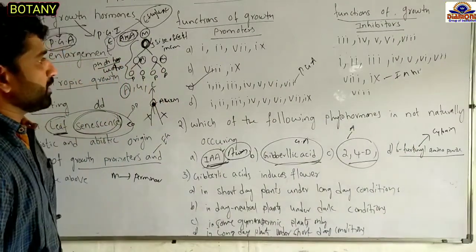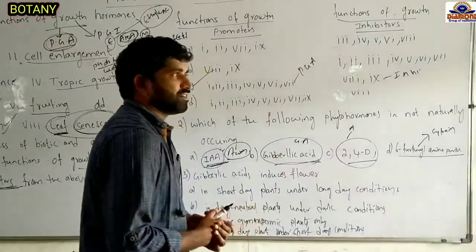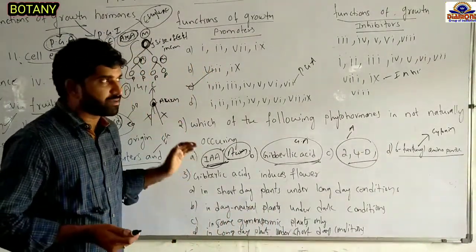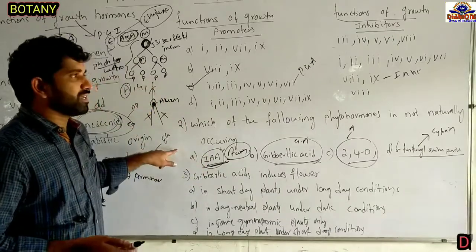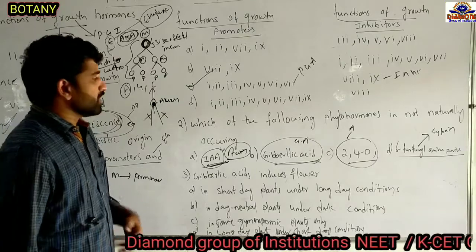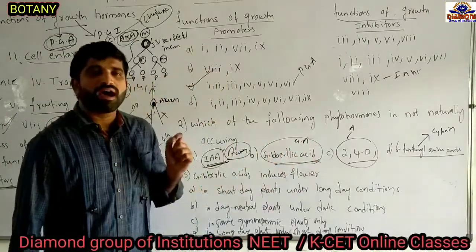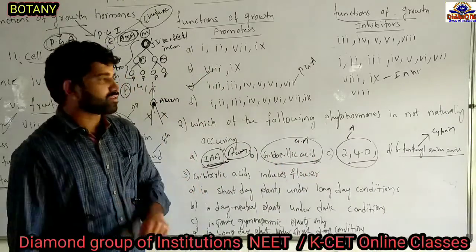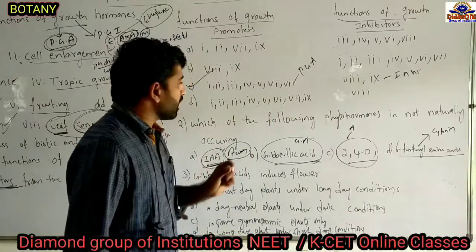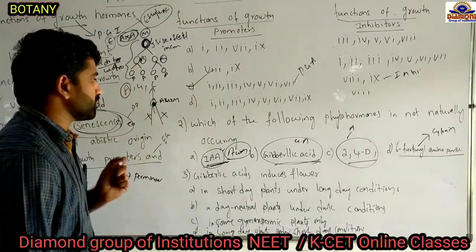Which of the following phytohormones is not naturally occurring? Phytohormones, as plant growth activators and plant growth inhibitors, come in different types available in nature. Out of these, some are natural phytohormones and some are artificial or synthetic phytohormones. Out of the given options, we have to identify which are naturally occurring and which are artificial phytohormones.